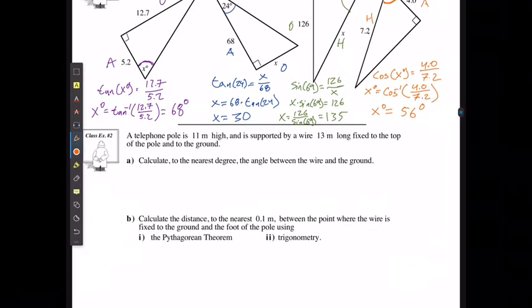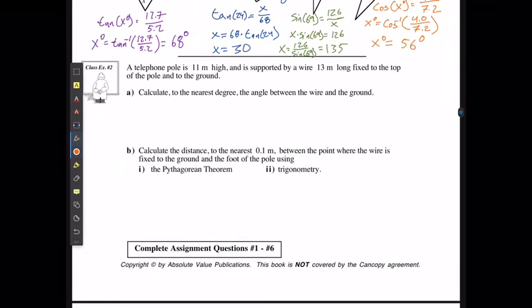For example 2, a telephone pole is 11 meters high and is supported by a wire 13 meters long fixed to the top of the pole and also to the ground. Calculate to the nearest degree the angle between the wire and the ground. Well, the first thing I'm going to do is draw a little sketch of what this looks like.